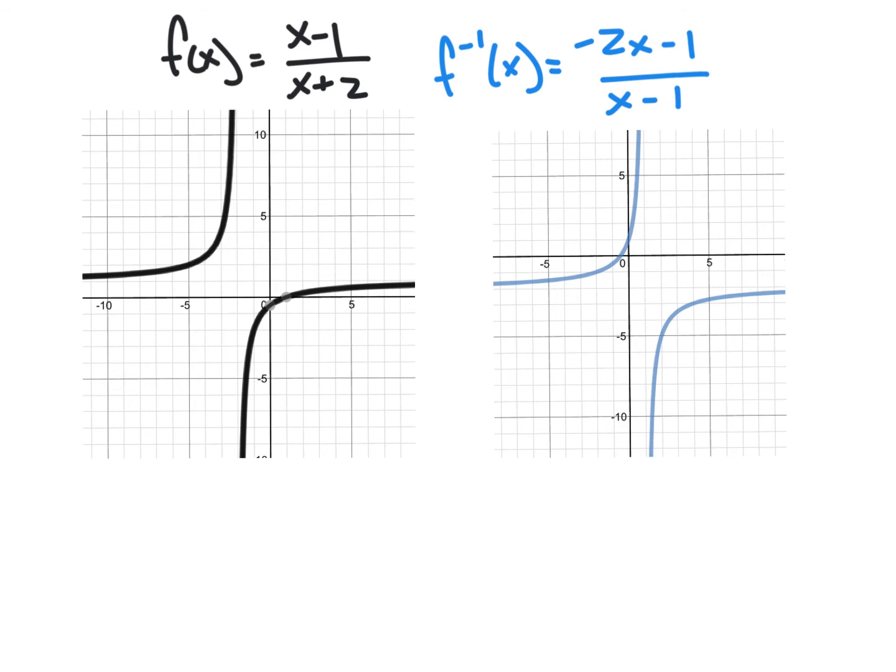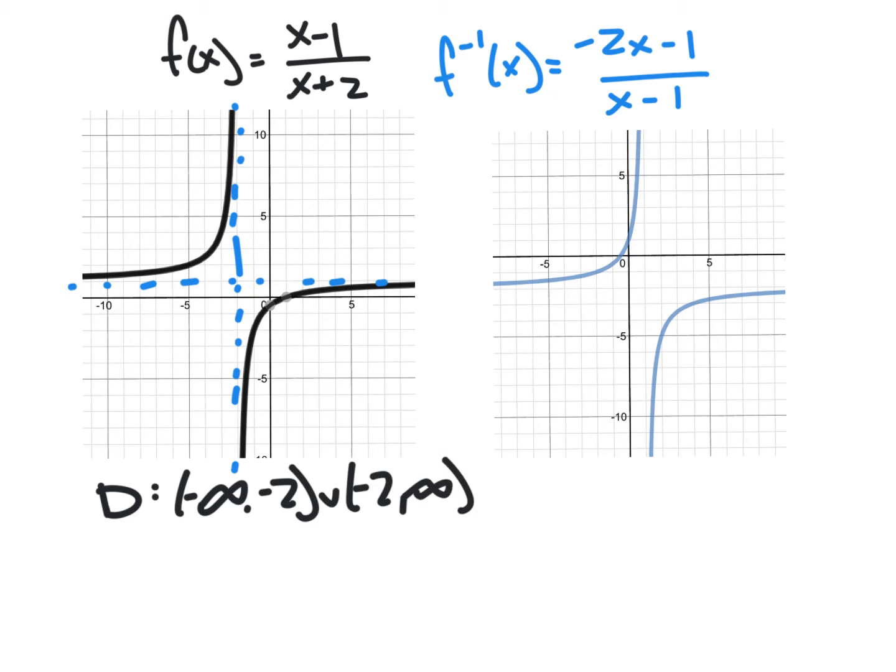Now, to extend a point from earlier about them swapping domain and ranges, I want to look at these original graphs here. Notice that the domain of the original function, there's an asymptote right here at negative 2, and there's also one here at 1. So the domain is negative infinity to negative 2 union negative 2 to infinity. And the range was negative infinity to positive 1 union 1 to infinity.